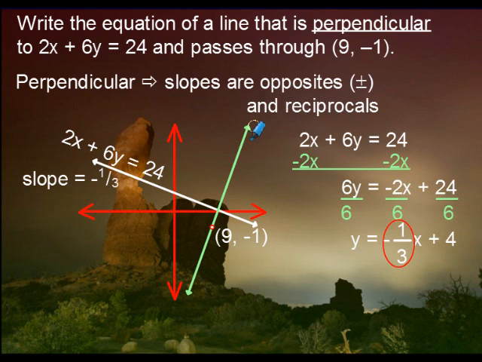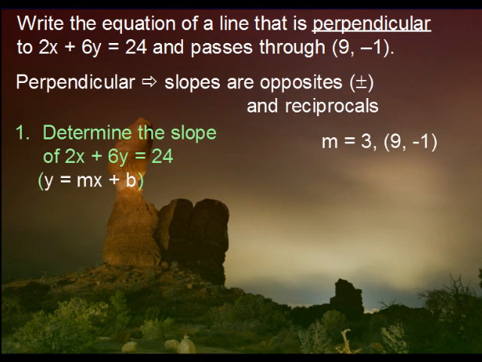So what about this one? What's the slope of it going to be? Well, since they're opposites, that means that instead of negative, we're going to have positive. And since they're reciprocals, if you take 1 over 3 and you flip it over, we get 3. Okay, so that's the slope that we're going to use to finish off our problem.